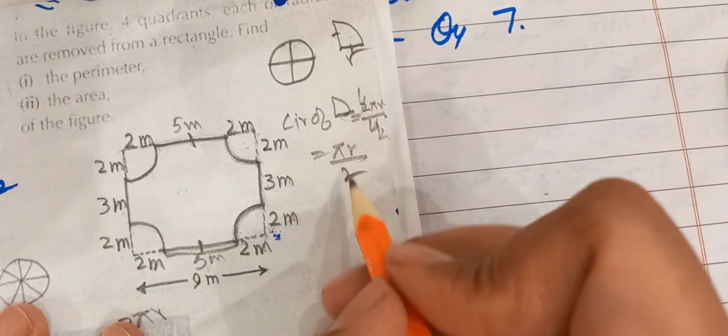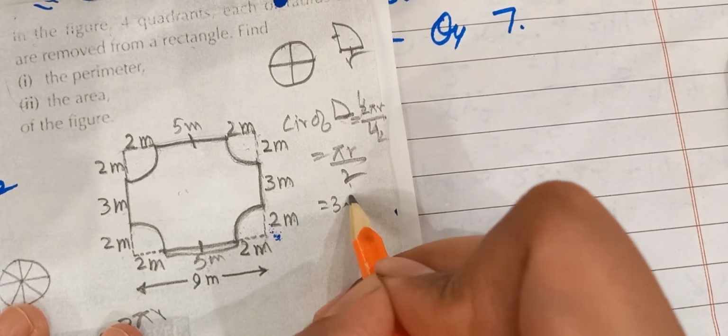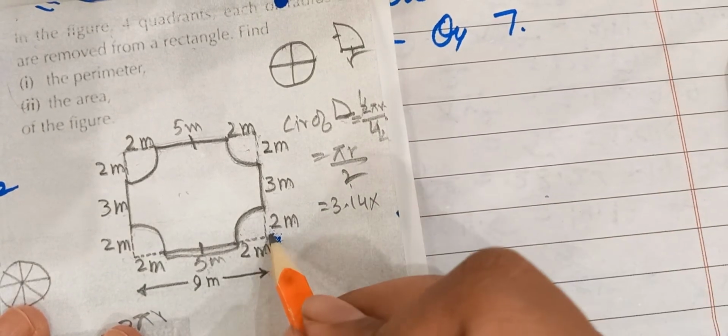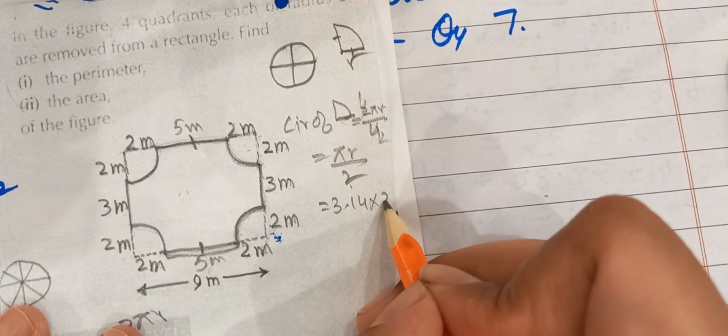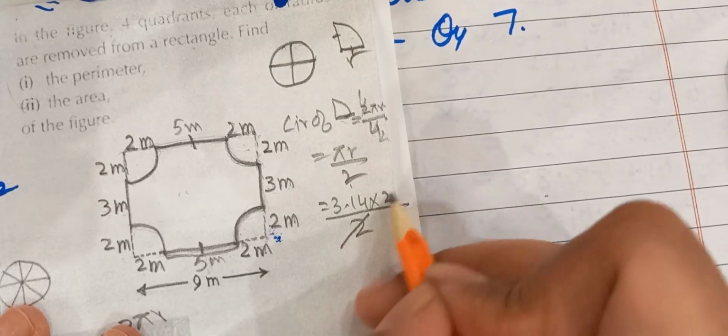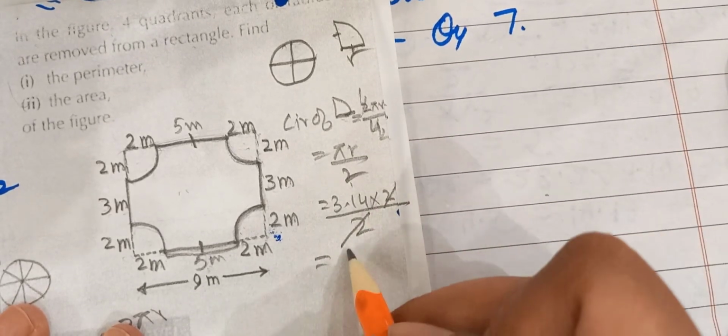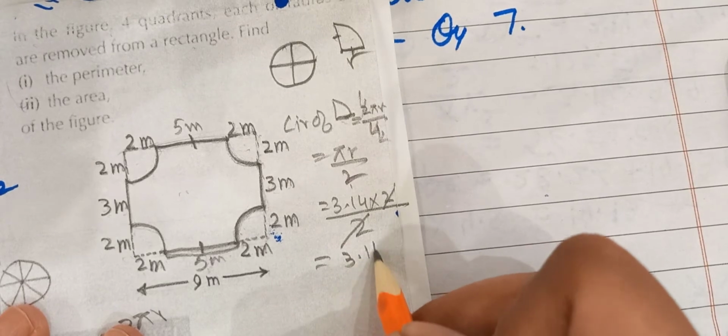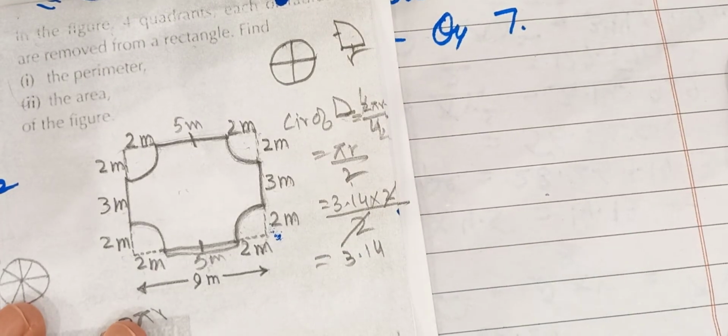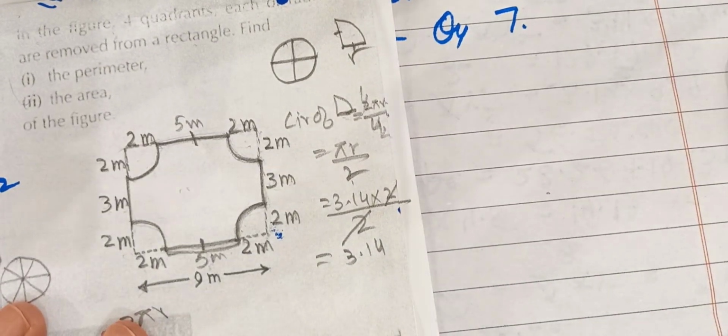Now I am going to fill in the values. Pi is equal to 3.14. R here is 2, so 2 into 2 over 2. I will cross it out, and what I will be left with is 3.14.